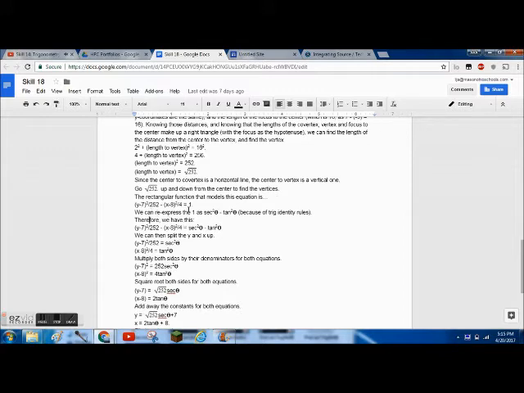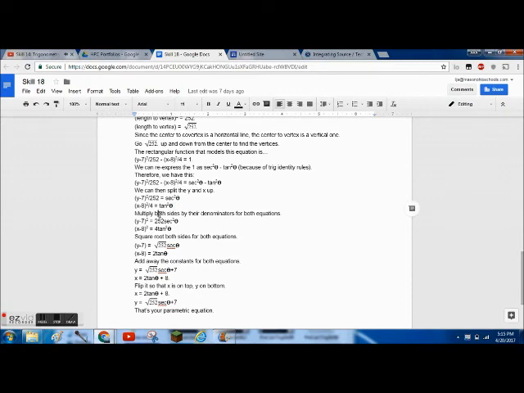We can re-express the 1 as secant squared minus tangent squared because of the identity rules. Therefore, we have the following equation. We can then split the y and x up. We can make this secant and we can make this tangent.